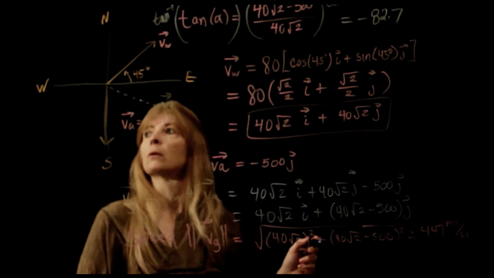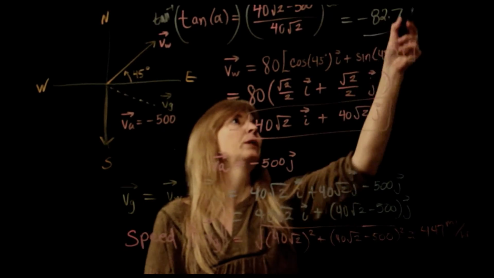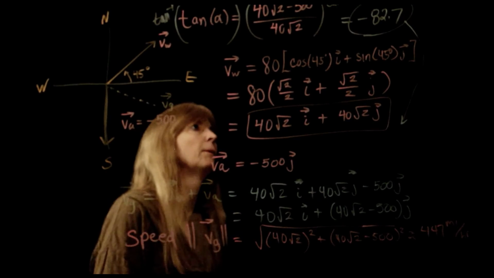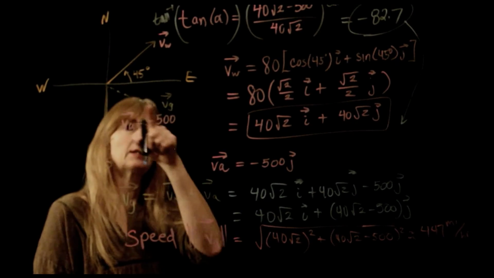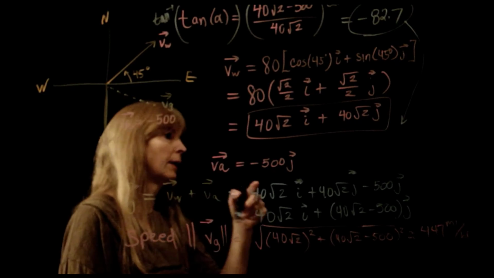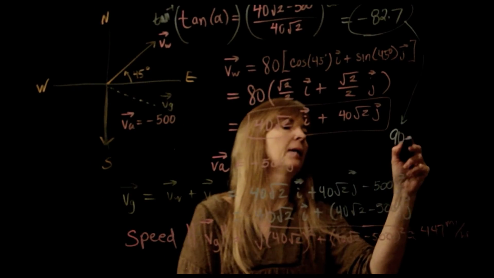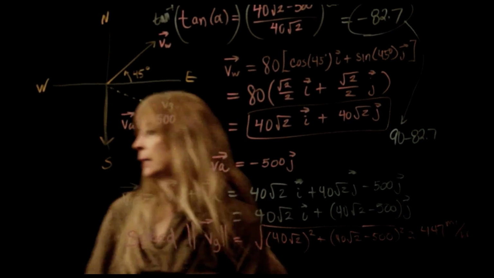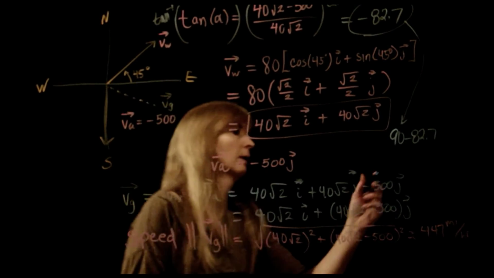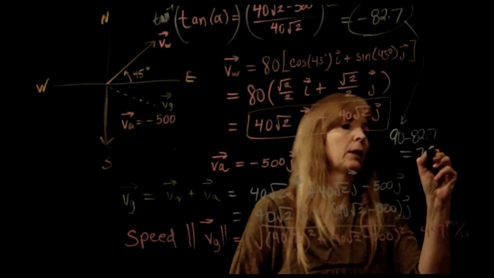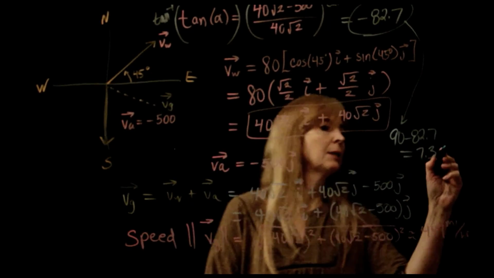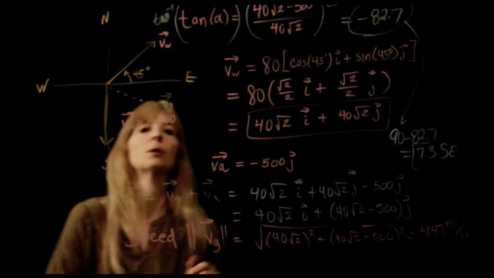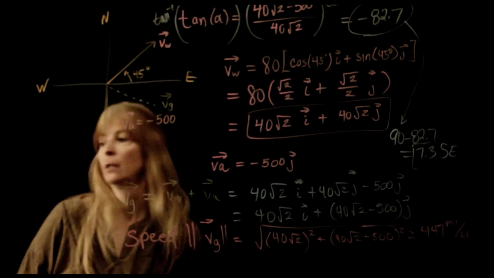82.7. Okay, now the only problem with that is we typically like to have our degrees positive. So because I know it's this way, then I can just take 90 minus that value, and I get 7.3. So this equals 7.3, and that would be in the southeasterly direction. So that would finish up that problem. Ta-da!